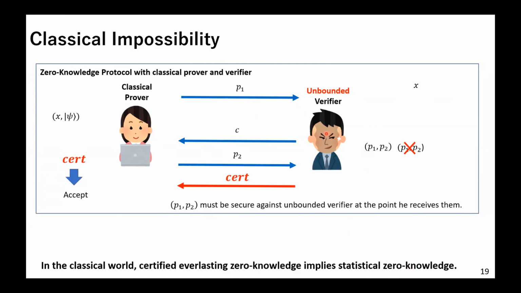On the other hand, in the quantum world, the same discussion does not go through. This is because in the quantum world, even a malicious verifier cannot copy the information received from the prover, since the quantum no-cloning theorem holds. So in the quantum world, certified everlasting zero knowledge does not necessarily imply statistical zero knowledge.